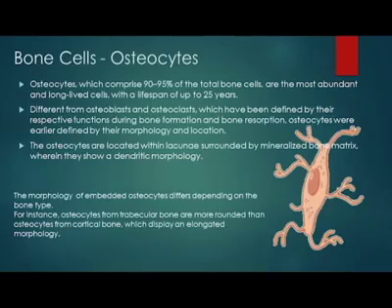The morphology of embedded osteocytes differs depending on the bone type. For instance, osteocytes from trabecular bone are more rounded than osteocytes from cortical bone, which display an elongated morphology.